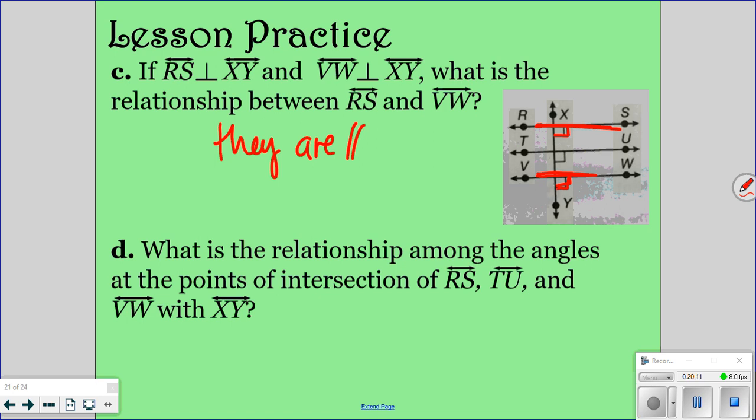Okay? Looking at this next one. What is the relationship among the angles at the intersection of RS, TU, and VW with XY? So how are these angles all related? They are all 90 degrees. And why are they all 90 degrees? Because the lines are all perpendicular. So they have to be congruent 90-degree angles.